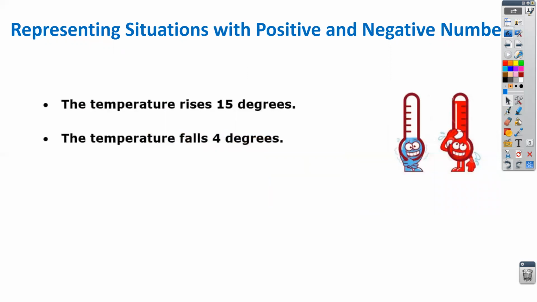It says the temperature rises. Positive or negative? Good, it is negative, or I'm sorry, positive. The temperature falls. Negative, good.